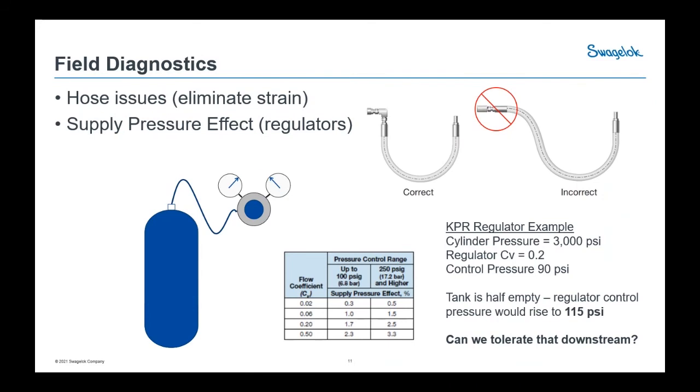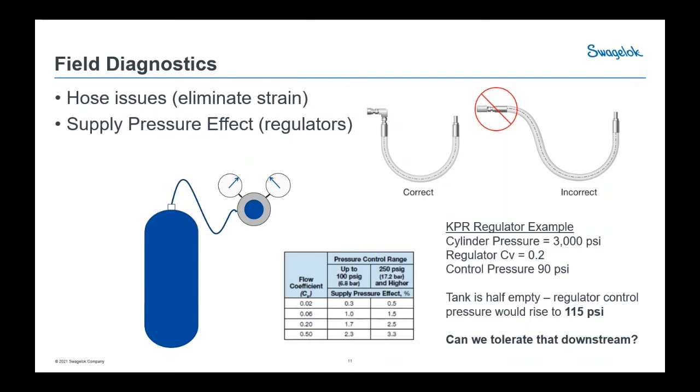So getting into some field diagnostics. First, we want to talk about some hose considerations. If you've seen the picture here, you want to make sure you're eliminating end strain on your hoses, making sure that all the weight from your hose isn't being put on that initial end connection. A great way to do that, especially coming out of a cylinder or a regulator, is to put that elbow there. It makes that bend a lot smoother, and so you're not straining your hose. That's one of the most common things we see out in the field with hoses off of cylinders and regulators.